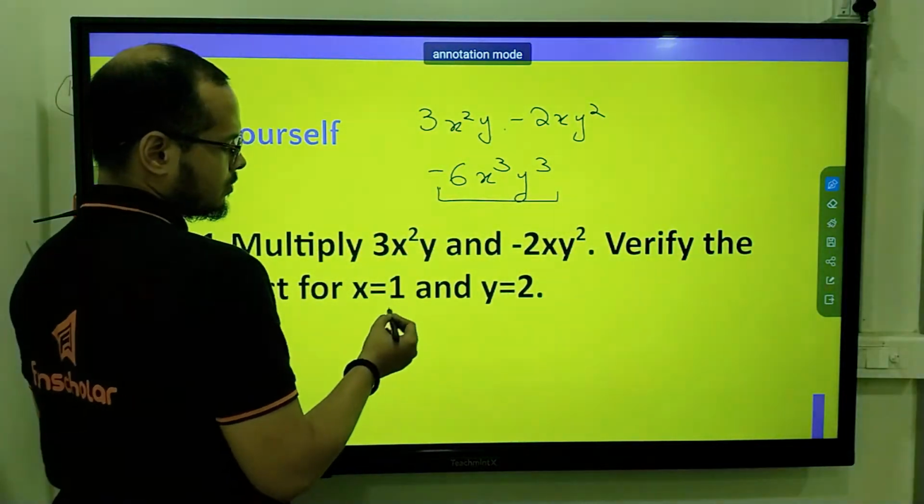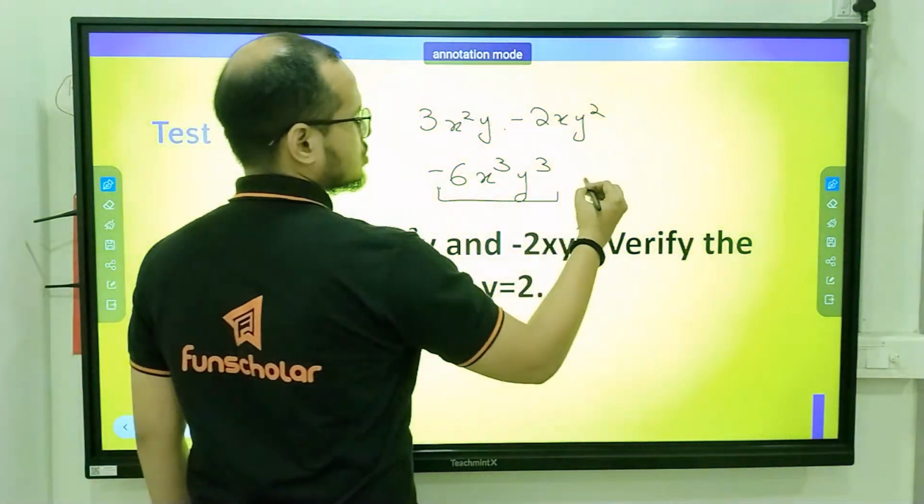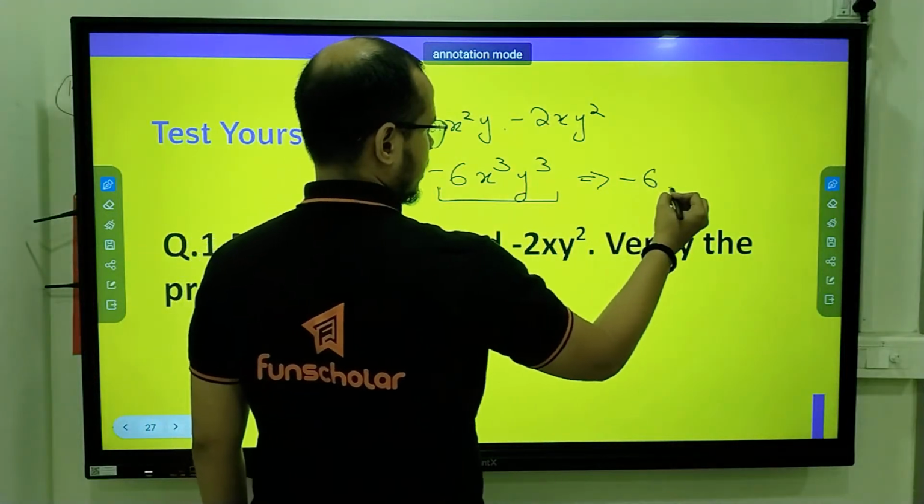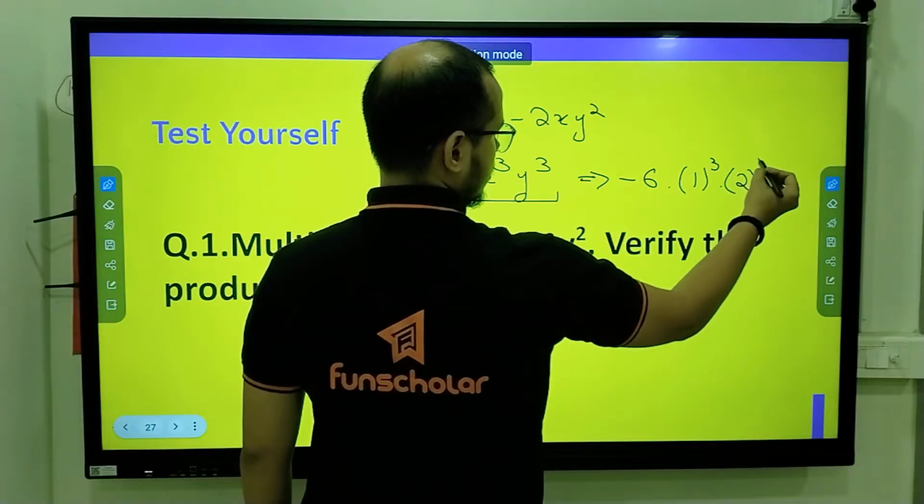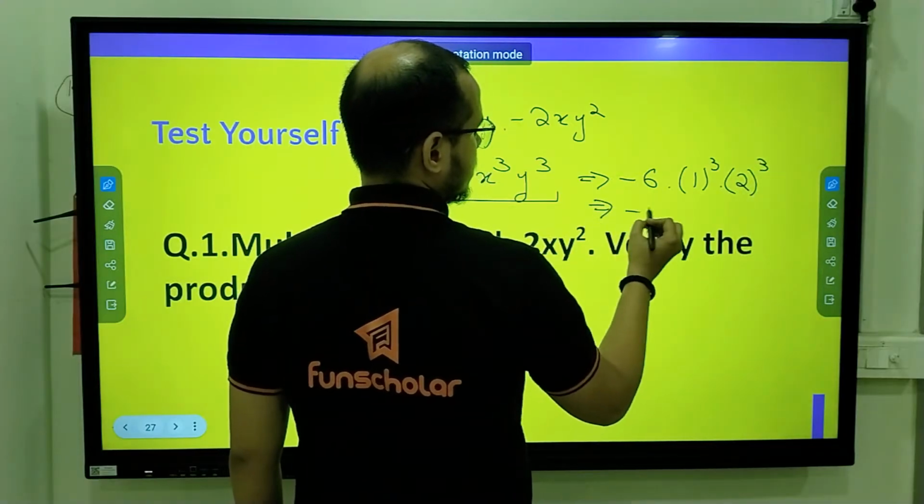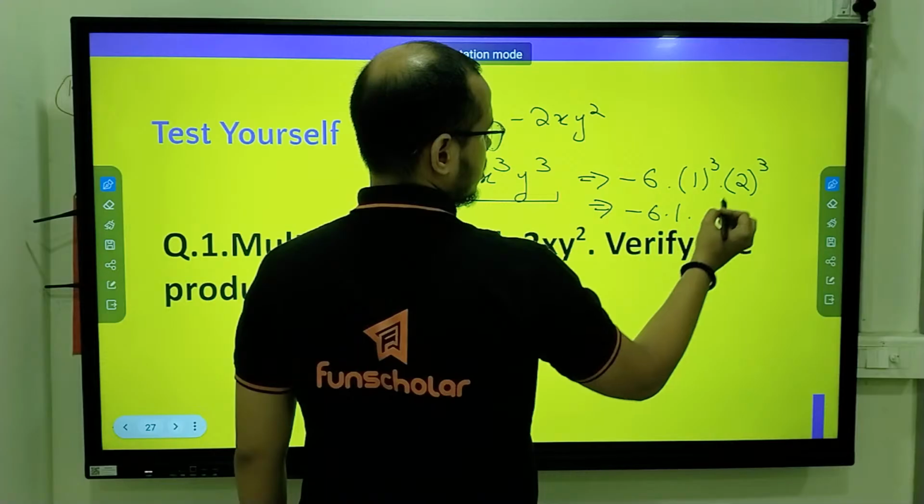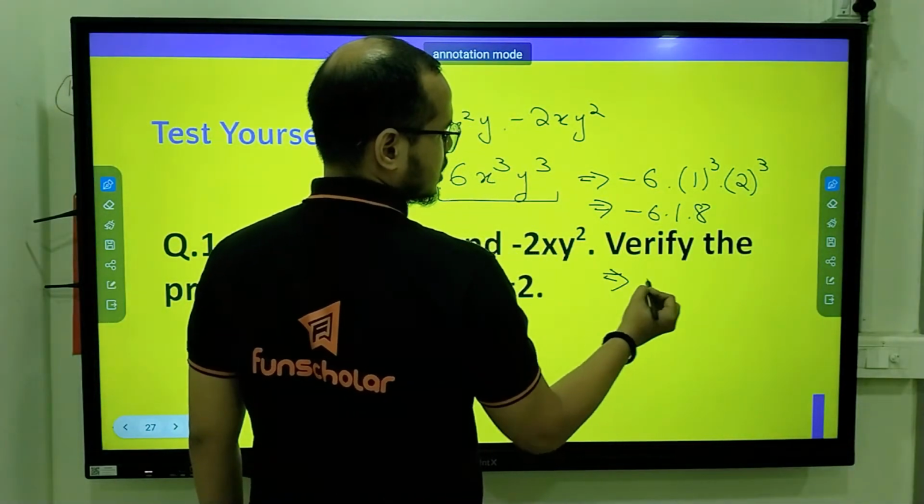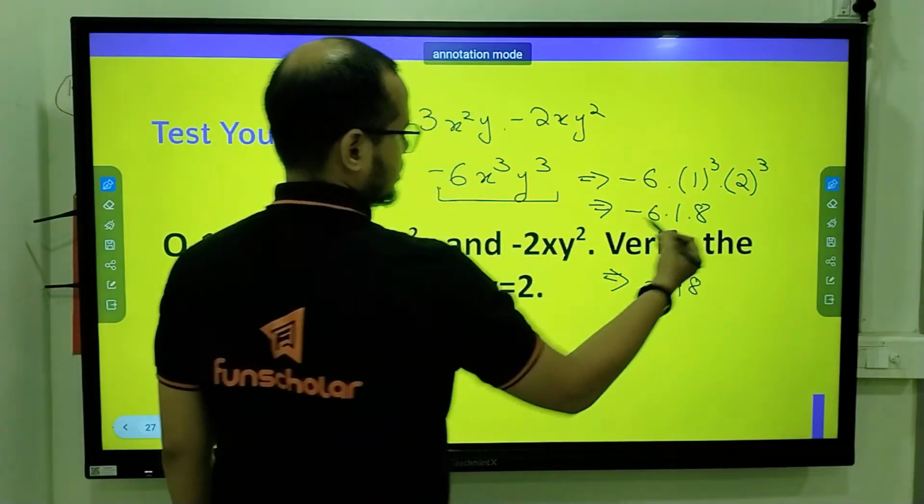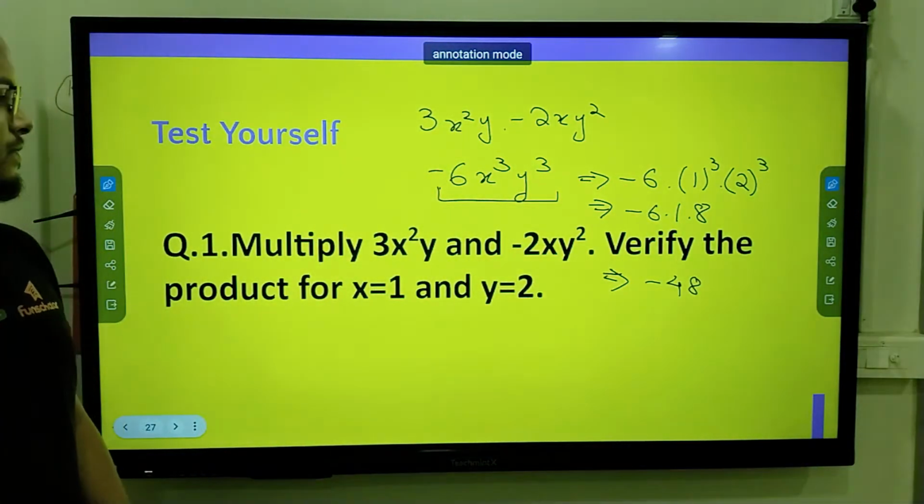Now let's substitute the values x equals 1 and y equals 2. So this will give us −6 into 1³ into 2³. So −6 into 1 into 2, 2s are 4, 8. So then the answer is −48, because 6 8s are 48. Okay.